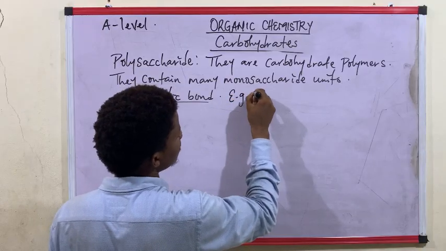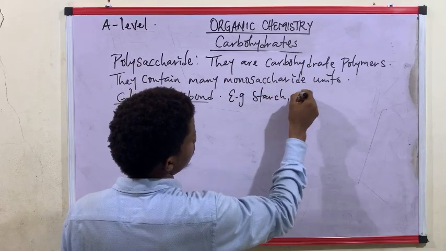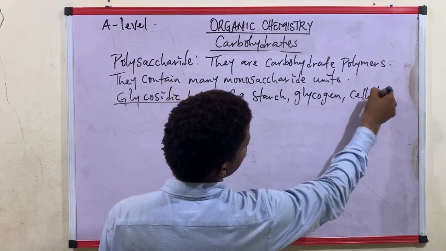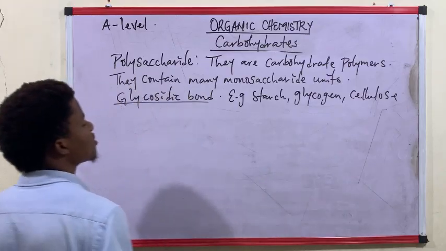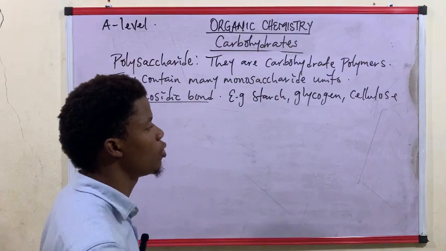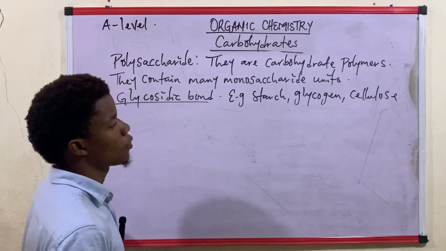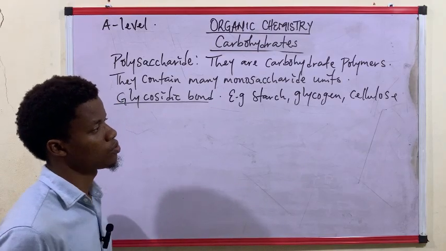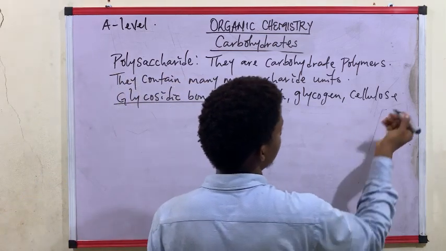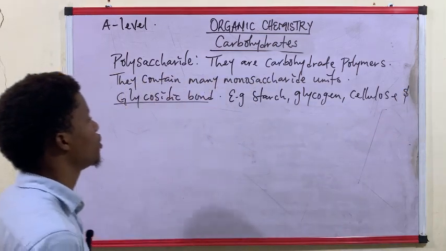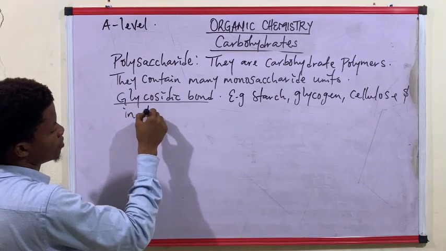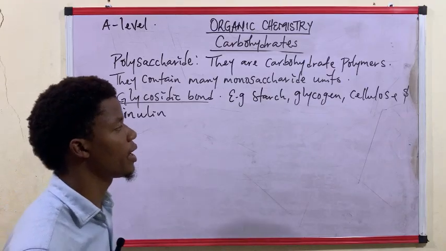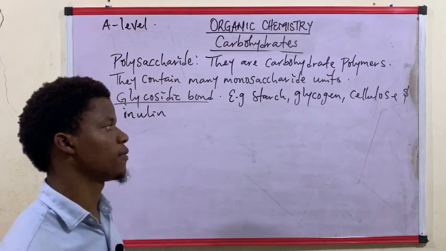For example, we have starch, we have glycogen, we have cellulose. These are the common ones: starch, glycogen, and cellulose. Well, I can also include inulin. So these are the common examples of polysaccharides we have.